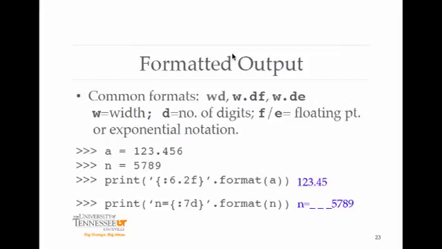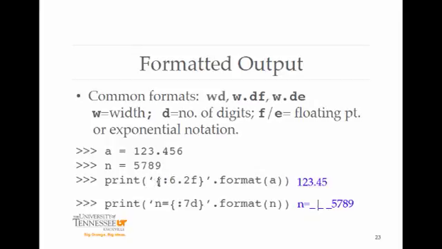So I've got two examples here. Suppose you again have this float stored in A, say 123.456, and N is a large integer like 5,789. The first print is an illustration of providing a format. You first have to provide a string that contains the format. Every format is in the string provided to the print, and you use curly braces and then have a leading colon. That's just the syntax you need to use before the format is actually read.